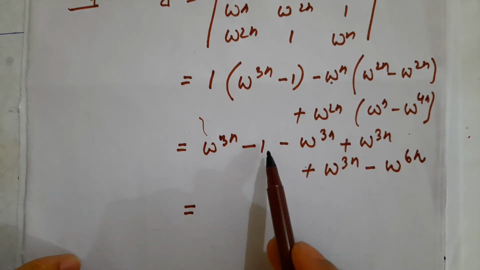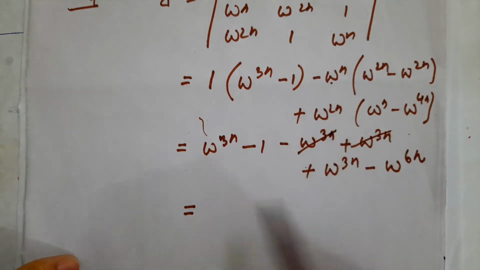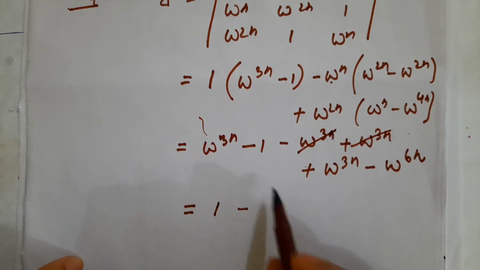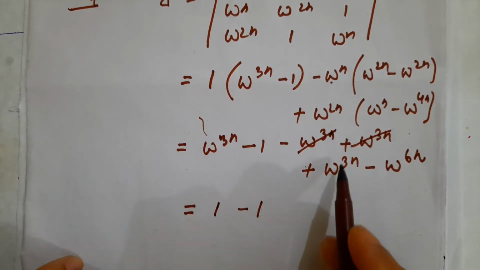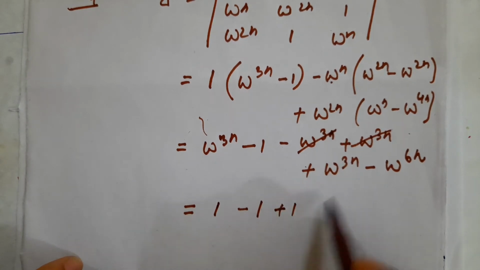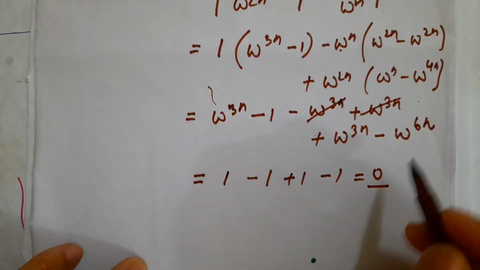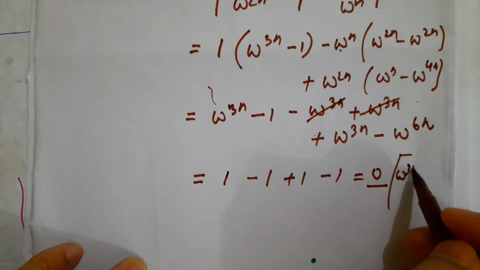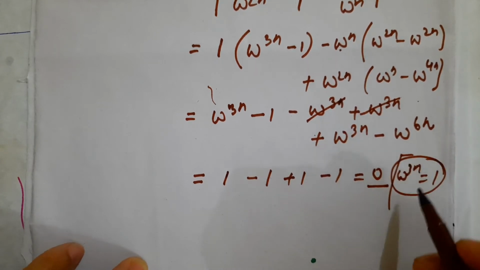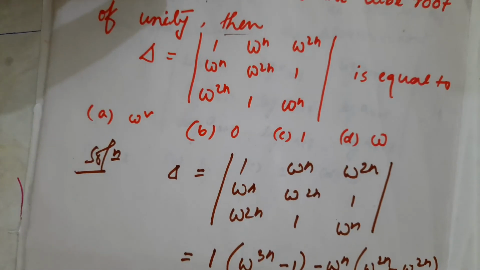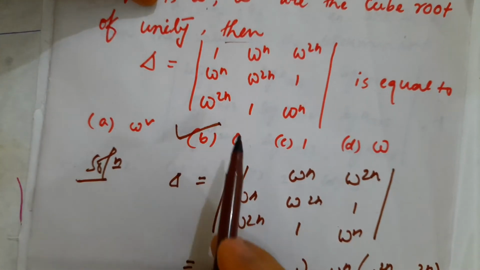Omega to the power 3n minus this will be cancelled out. Omega to the power 3n can be written as 1, minus 1, plus 1 will also be minus 1. So the answer is 0 because omega to the power 3n equals 1. I've mentioned that it's a cube root of unity. So which option will be the correct one? Option B.